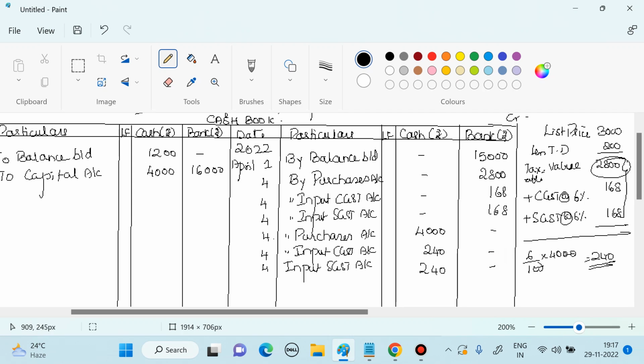Now going to the next transaction, April 5th. This is the same transaction. Let us look at that. Sold goods to Mohan 5,000 plus CGST, SGST at the rate of 6% each. This is a case of sale.